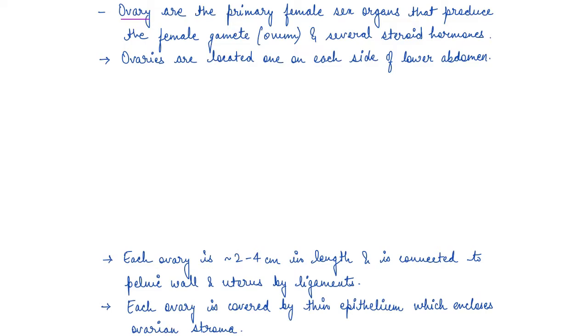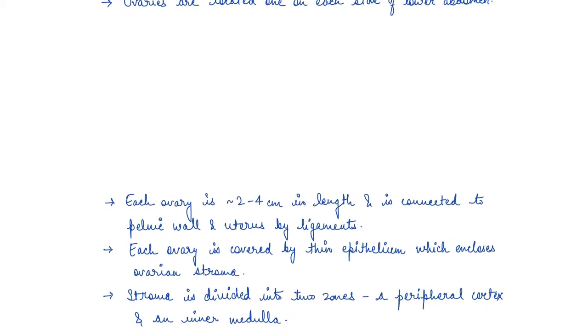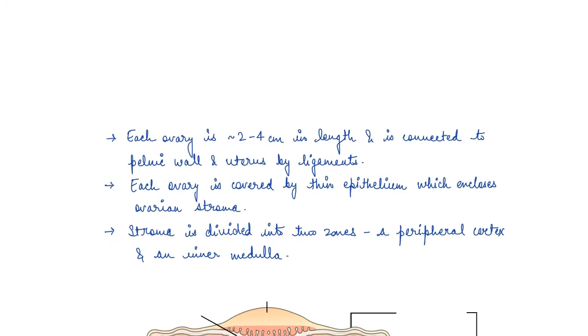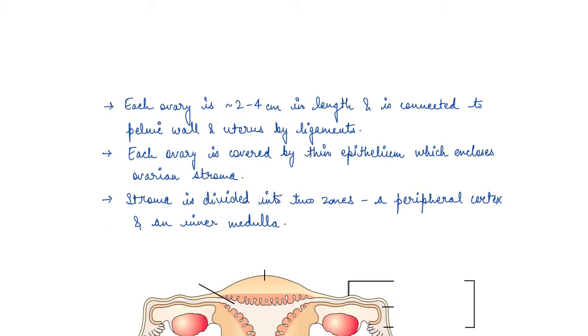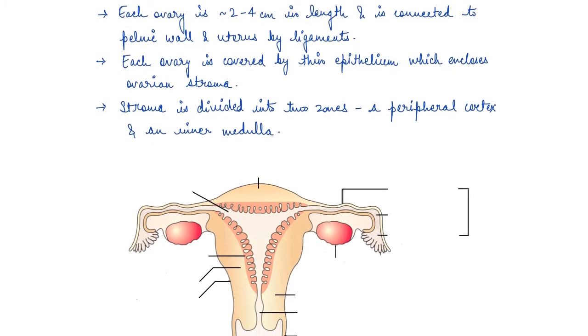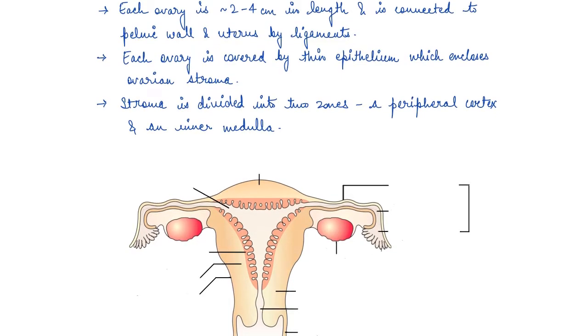So basically what we understand is that the ovaries are in pairs, located on each side of the lower abdomen. Each is 2 to 4 centimeter in length, and it is connected to the pelvic wall by ligaments. Each ovary is covered by thin epithelium, which encloses the ovarian stroma. And this stroma is divided into two zones, a peripheral cortex and an inner medulla. So this is all about the ovaries, right?